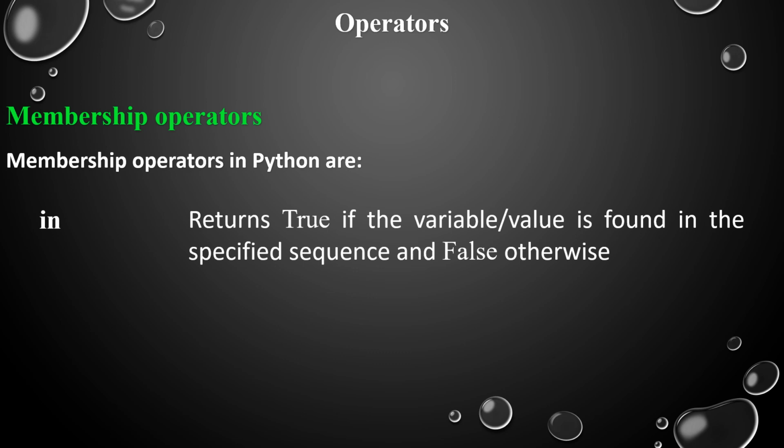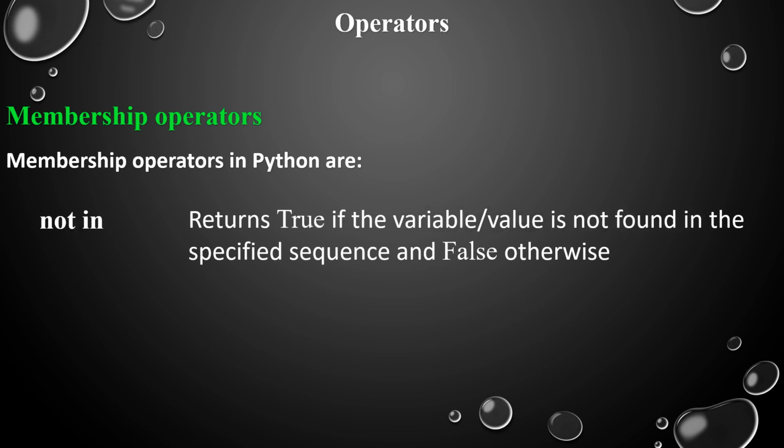That means if it is present in the sequence, then it will return true, otherwise it will return false. The other one, and the last operator in membership operators, is not in, and this will be returning true if the variable or the value is not found in the specified sequence, and false otherwise. Now we shall see the examples with these operators.